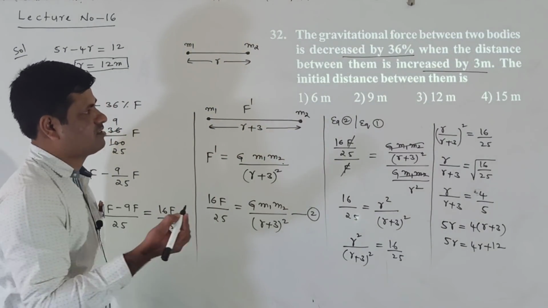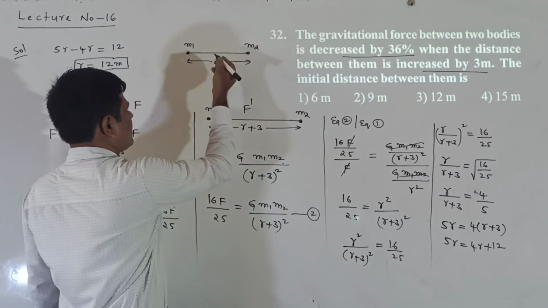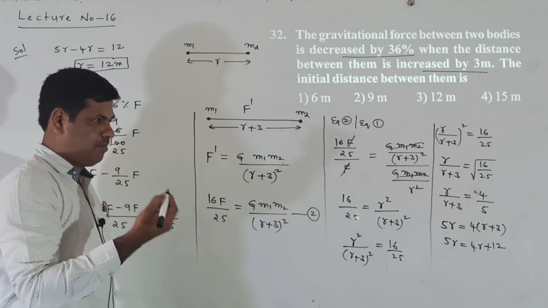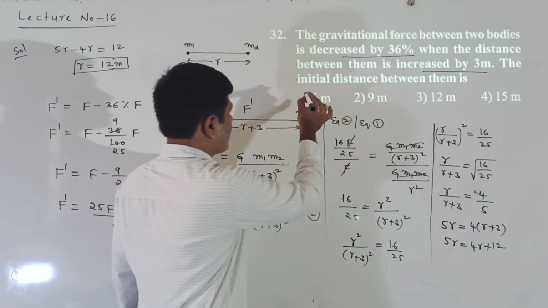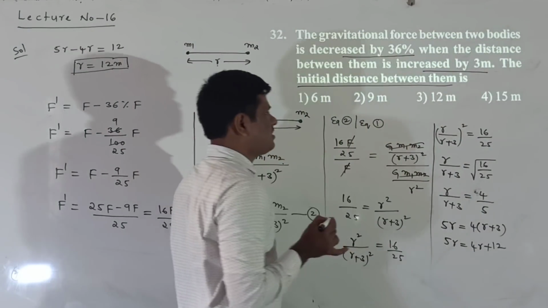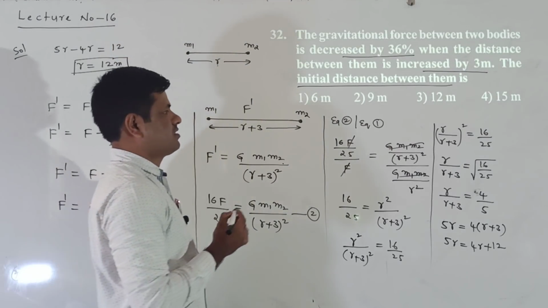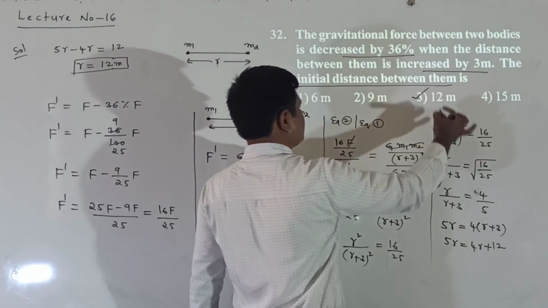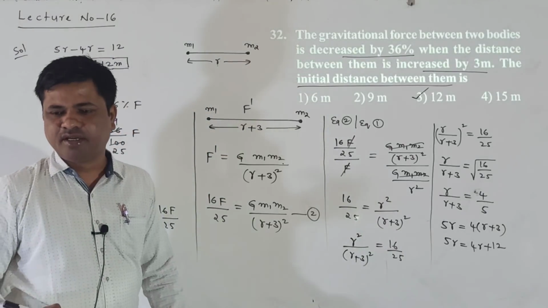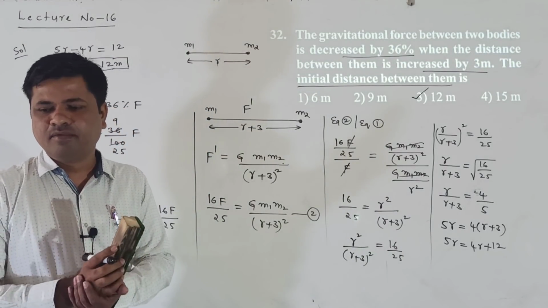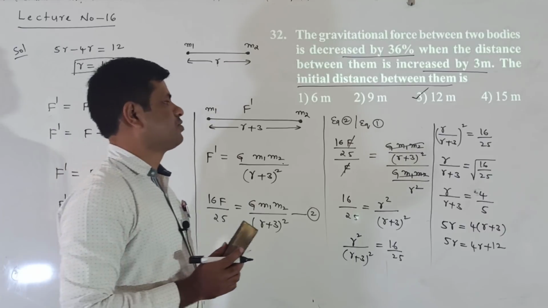The initial distance between the two masses is r, and the final distance is r plus 3. But here the initial distance between them is asked, so r is asked. How many meters is the r value? 12 meters. So which option is correct here? The third option is correct: r is equal to 12 meters.